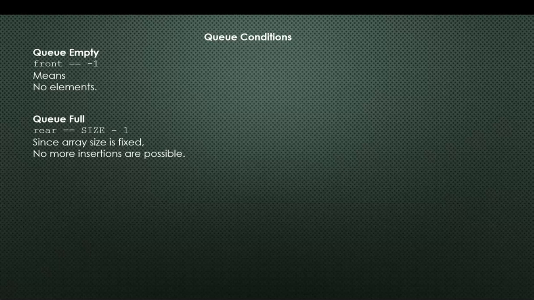Fine. There are two important conditions that you have to keep in mind while implementing queue. Number 1, queue empty. When front equals -1, there are no elements in the queue. It means there are no elements, so the queue is empty. The second is queue full. When rear reaches size -1, no more insertions are possible since the array size is fixed. These two conditions should always be checked before performing queue operations.